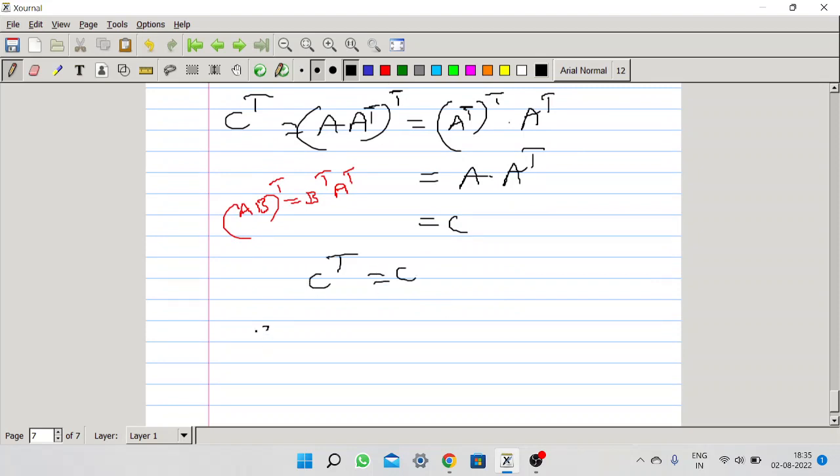So we can say we have C is symmetric. That is, the matrix C is nothing but A into A transpose. So from the options given, option B: A into A transpose is symmetric, but A minus A transpose is skew symmetric.